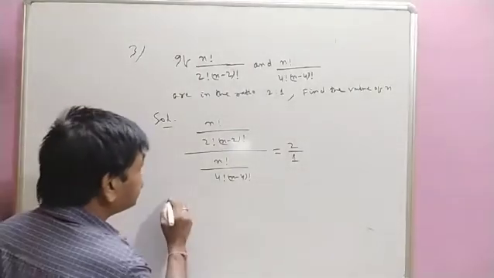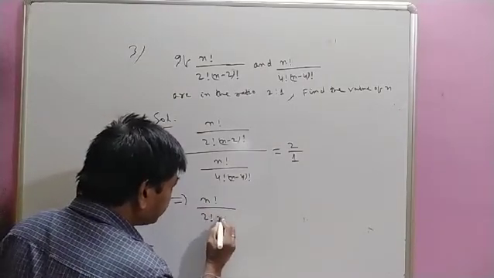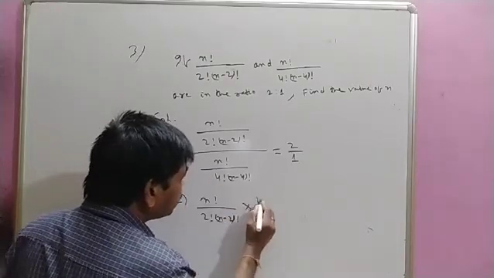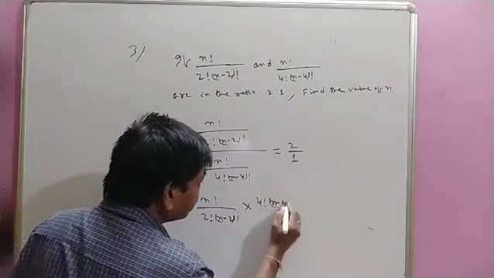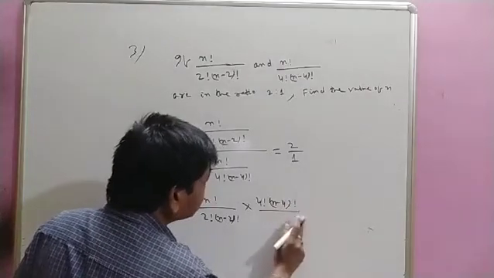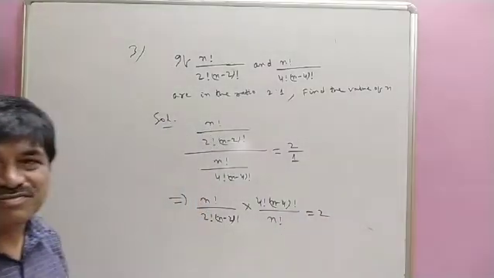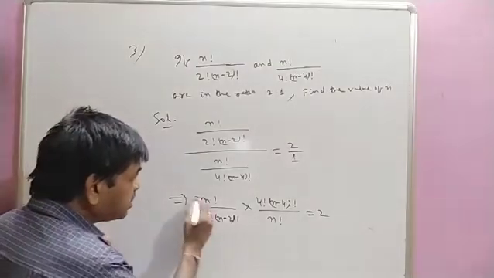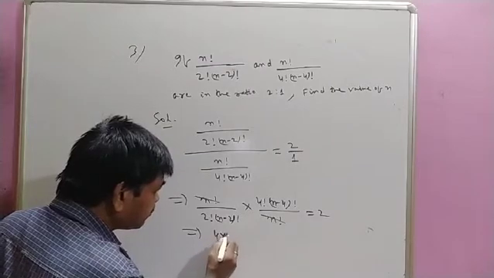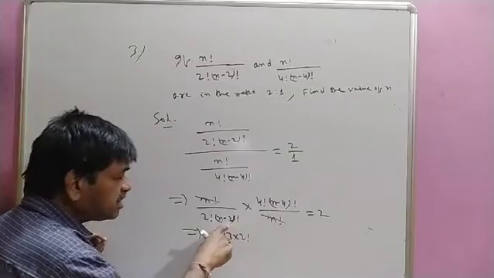So we can write n factorial divided by 2 factorial into n minus 2 factorial, multiplied by 4 factorial into n minus 4 factorial divided by n factorial, is equal to 2 by 1, which is 2. Then you see here is n factorial, here is n factorial, they get cancelled. Now this 4 factorial we can write as 4 into 3 into 2 factorial. And here is n minus 4 factorial, here is n minus 2 factorial.